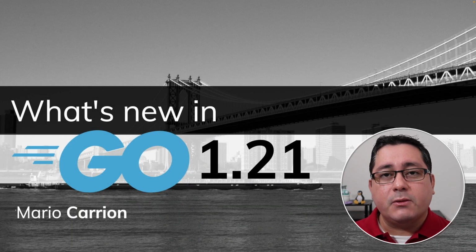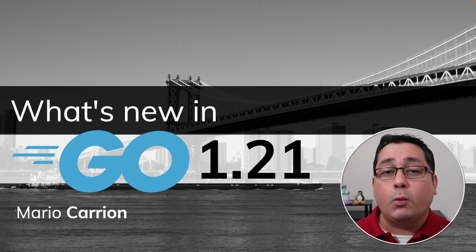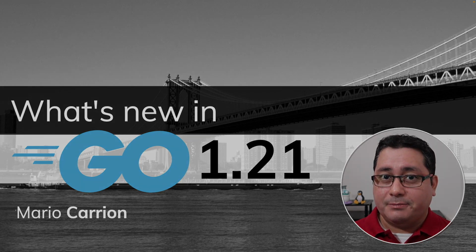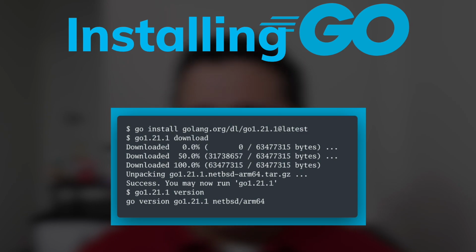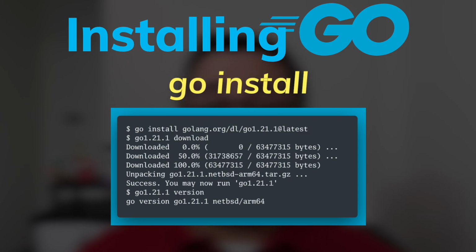In today's episode, I'm sharing with you the changes in Go 1.21. I know this is not current news, but I still want to cover it. Go 1.21 was released on August 8th, 2023, and actually at the time of this recording, Go 1.21.1 is already available as well.